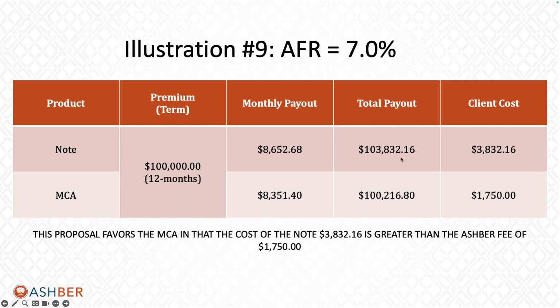And then we're subtracting the premium amount from that total payout to get our interest earned, because the amount that's paid into the note or the amount that's paid into the annuity is the principal balance. And the difference here is the interest earned. So this is how I got to the client cost, because the interest earned is equal to the client cost on this presentation.